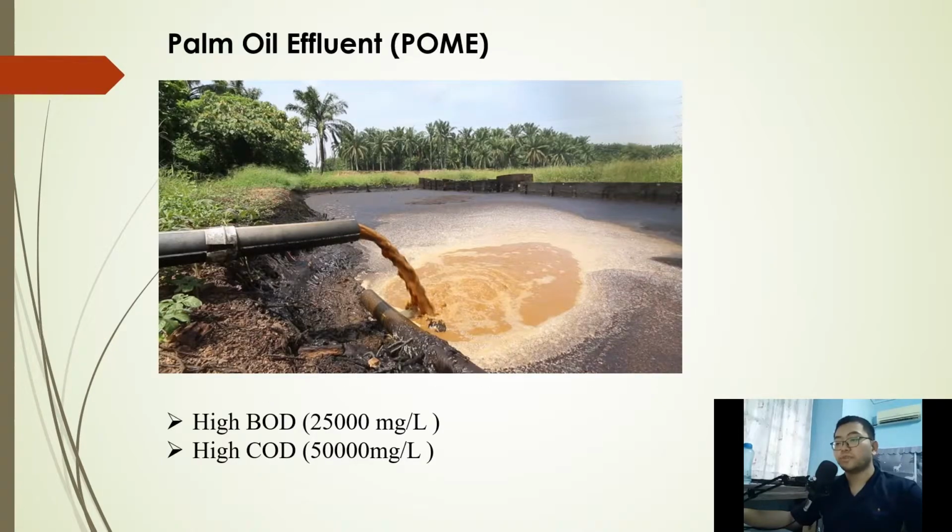Palm oil mill effluent, also known as POME, is wastewater produced from palm oil manufacturing. The wastewater has high BOD and COD, which are 25,000 mg per liter and 50,000 mg per liter respectively. The high amount of BOD and COD has severely polluted the environment, and thus POME has to be treated before releasing.